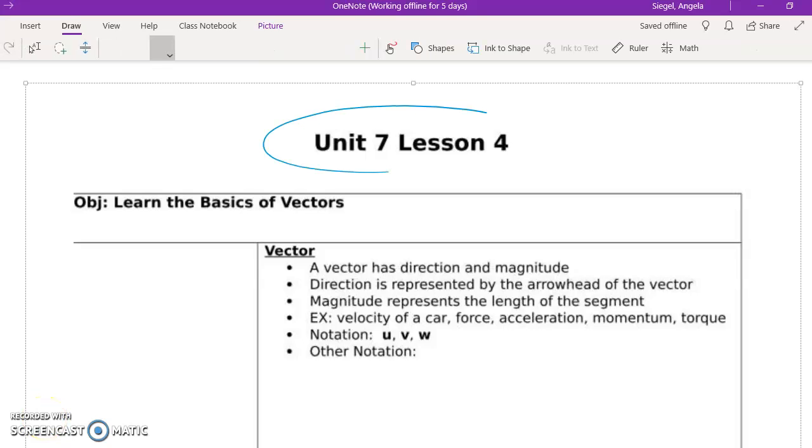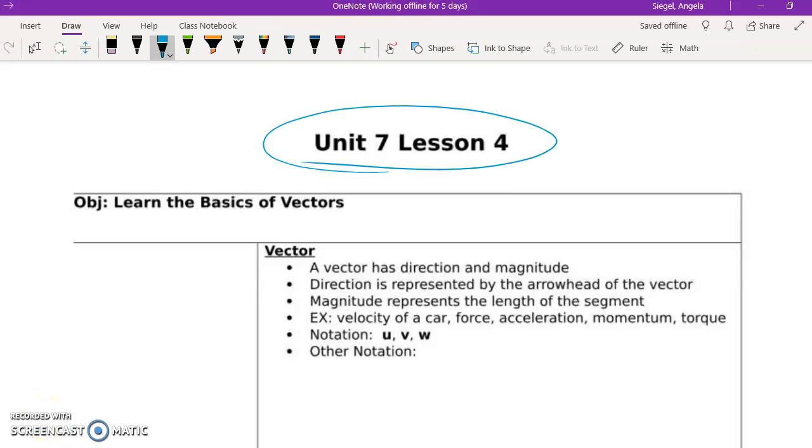Hey guys, today we are going to talk about vectors, and this is still in the same unit. This is just going to be lesson 4 in your book if you follow along. Vectors are often used in physics, and they have a lot to do with force, acceleration, momentum, things like that.